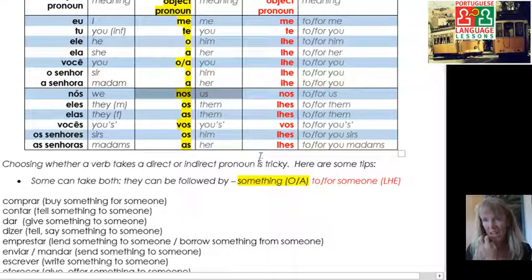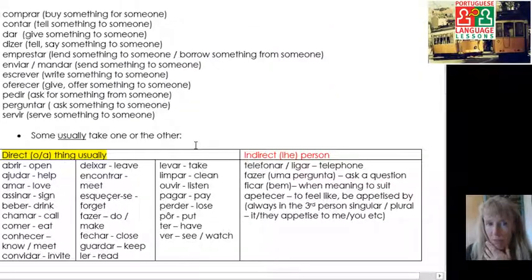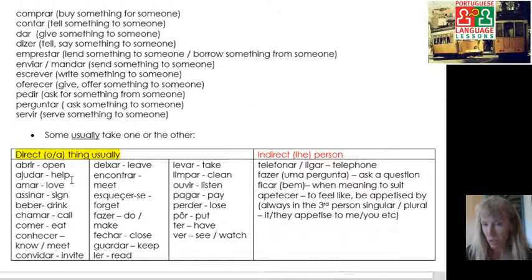It's when we are dealing with things or people that's when we've got to decide whether we're going to have o or lhe, a or lhe, etc. Now, there's some verbs that will usually take either one or the other. Okay, so here there's quite a few that only take a direct object. So abrir, ajudar, amar, assinar, beber, etc. These verbs are always open it, help him, love her. So it's all a thing, one thing there.